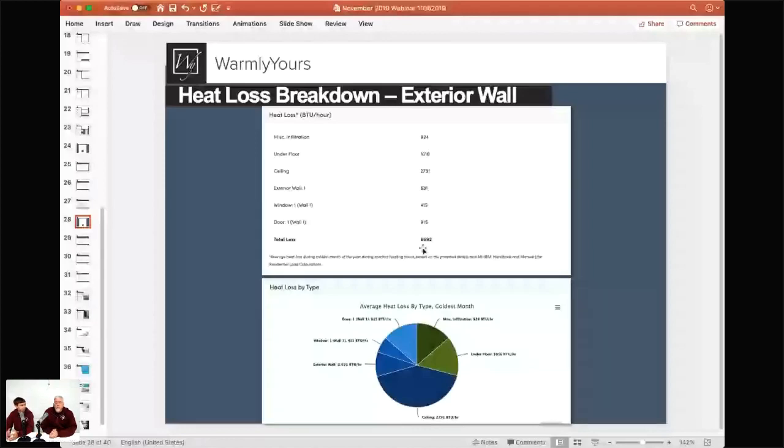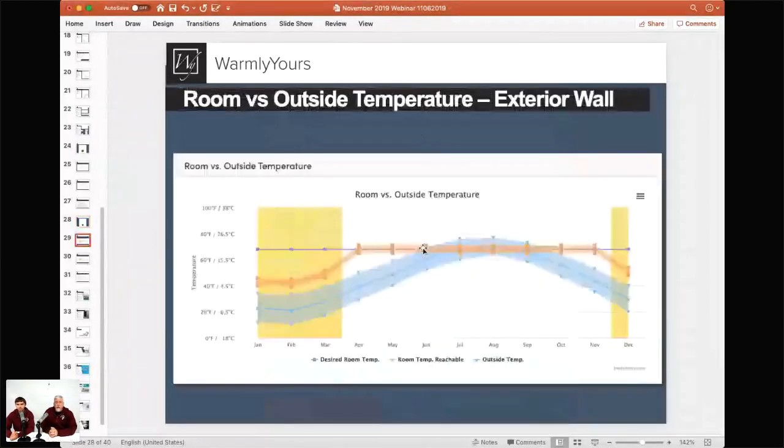So if for some reason you added the exterior wall, but you're not sure about the information on the doors and windows, still add that in just to at least start getting some ballpark, because as you can see, it really contributes to the heat loss. And in this particular case, the total gets to about 6,600 BTUs per hour. So let's see how that affects this chart.